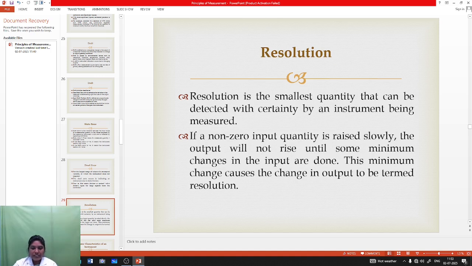Resolution is the smallest quantity that can be detected with certainty by an instrument being measured. If a non-zero input quantity is raised slowly, the output will not rise until some minimum change in the input is made. This minimum change that causes a change in output is called resolution.